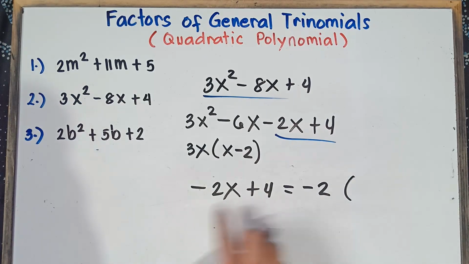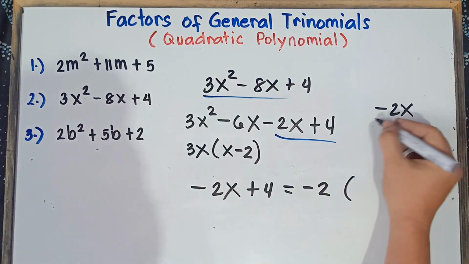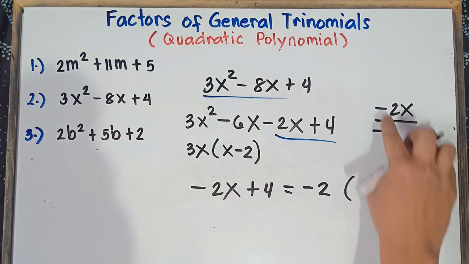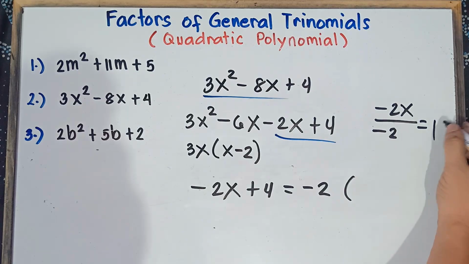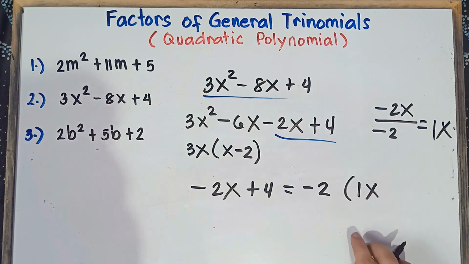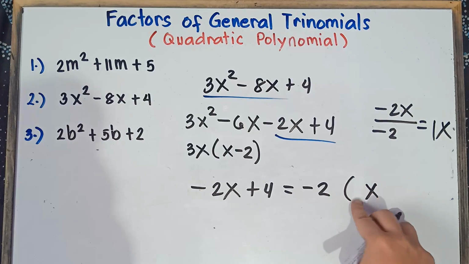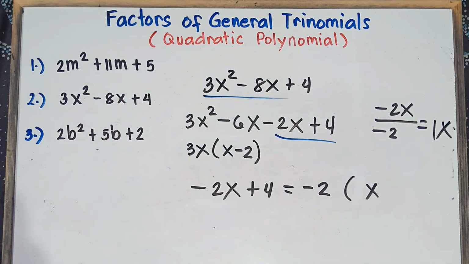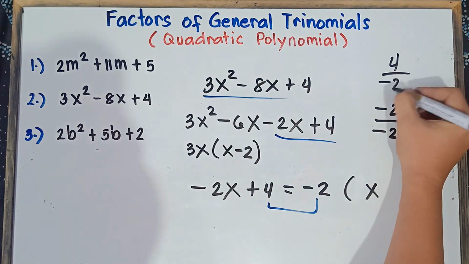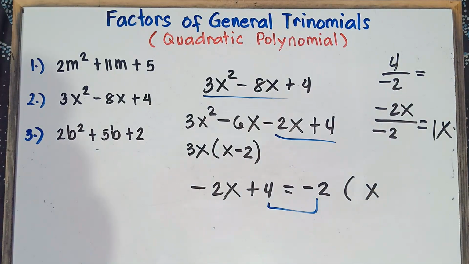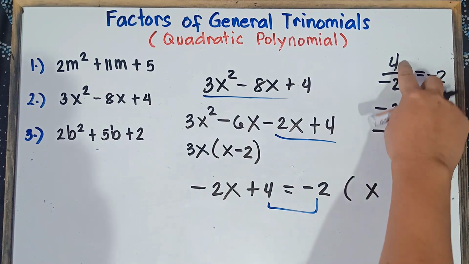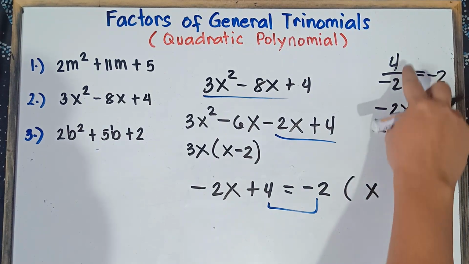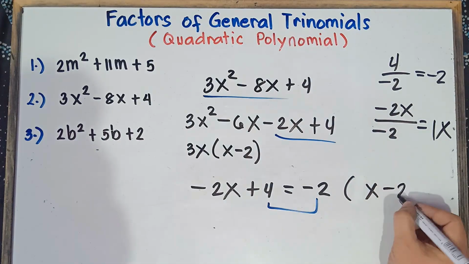And then simply divide. Negative 2x divided by negative 2: negative divided by negative is positive. This will be positive 1, simply copy x. So there will be positive 1x, or we can just simply erase the 1. That's okay. Alright, and then 4 divided by negative 2. Positive divided by negative is negative. 4 divided by 2 is 2. So 4 divided by negative 2 is negative 2.